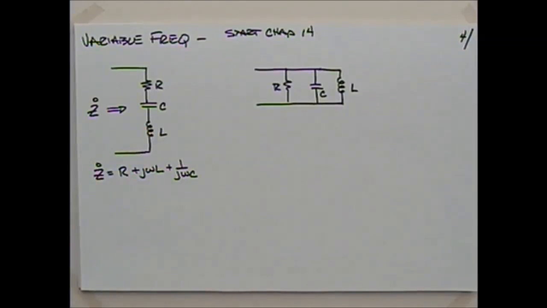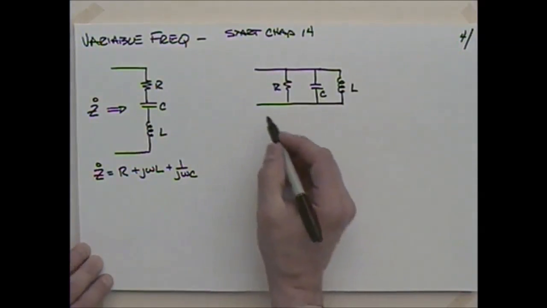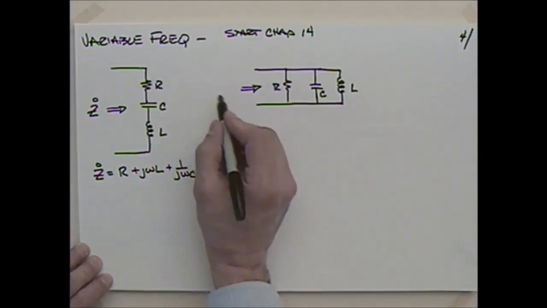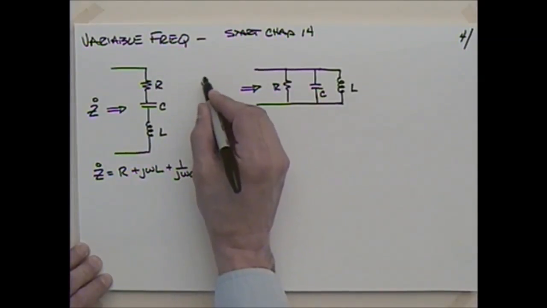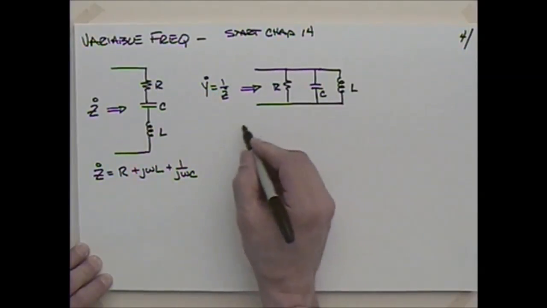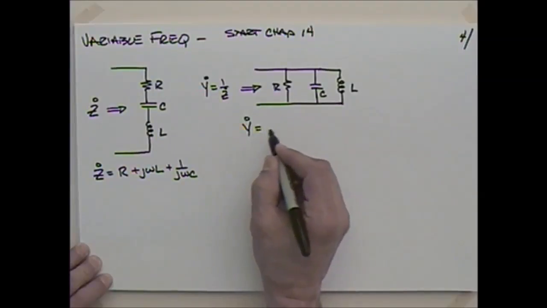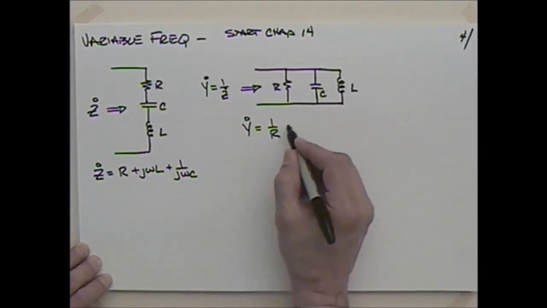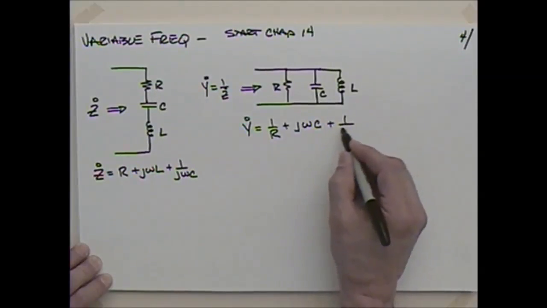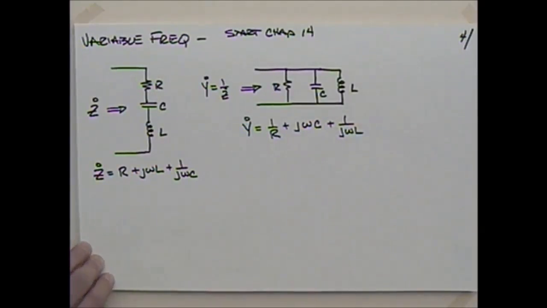Pretty straightforward, right? And in this parallel case, if I looked in here, instead of using the impedance, I'm going to talk about the admittance, which is 1 over the impedance, the inverse of the impedance. So I could talk about the admittance here being equal to 1 over R plus j omega C plus 1 over j omega L.